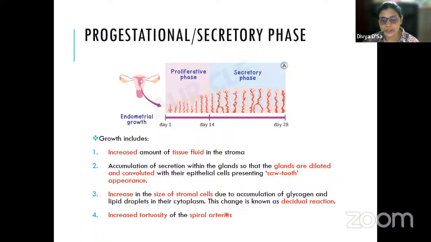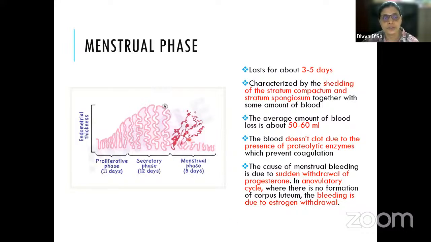The increase in the size of the stromal cells is mainly because of the accumulation of glycogen and lipid droplets in the cytoplasm, and that is known as decidual reaction. This decidual reaction is more pronounced in pregnancy. Then there is increased tortuosity of the spiral arteries. So spiral arteries become increasingly tortuous. These are the changes which occur in the secretory phase. You can see here, it was straight, here it is tortuous.